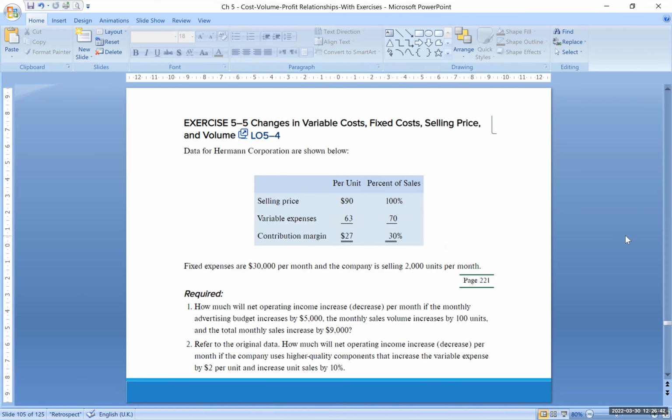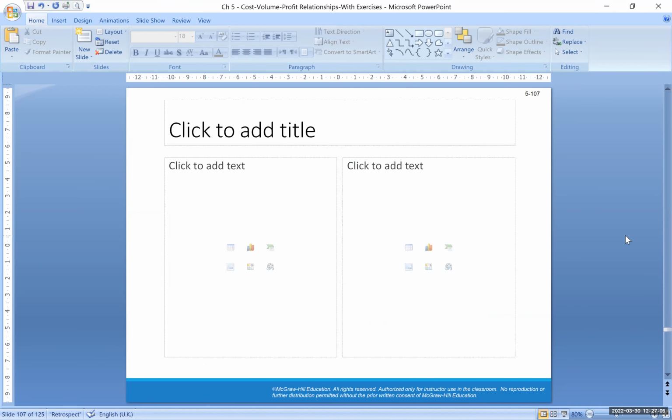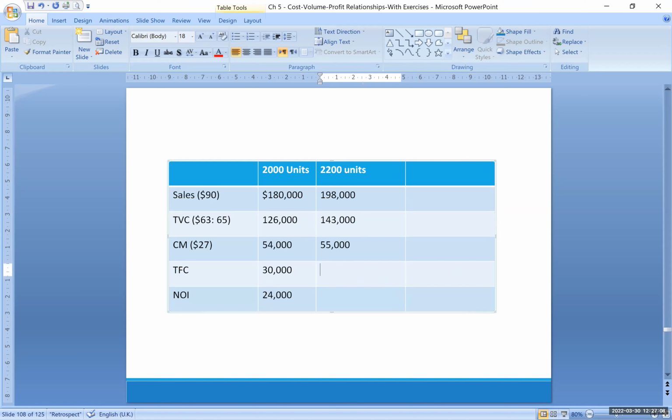How much will net operating income increase or decrease per month if the company uses higher quality components that increase the variable expenses by $2? And instead of 63, I would use 65, okay? Per unit, and increase the unit sales by 10%. Unit sales were 2,000, now it becomes 2,200. Now we don't have any change for the fixed expenses, okay? So the 30,000 is there. So we do have an operating income of $25,000. Now we have a $1,000 increase in our net operating income. Again, this is a solution of 2, okay?